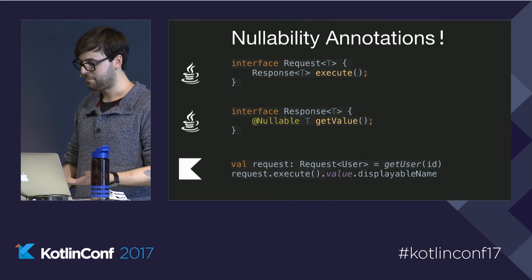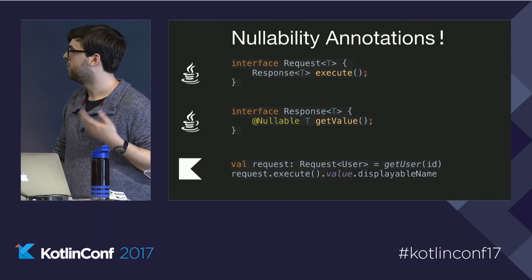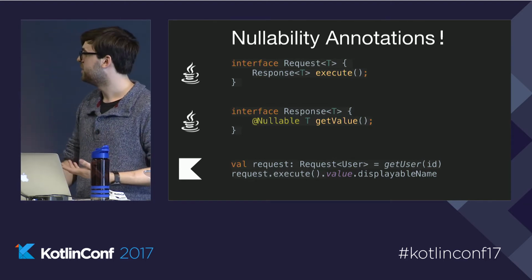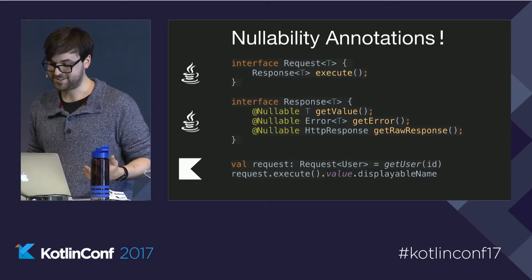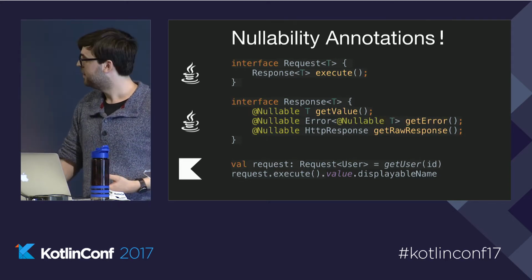So now we're happy, right? We're going to also annotate all of our other methods. Let's say we don't control that error type, so the best we could do is annotate it. This is a lot of annotations again, right? So is there a better way?